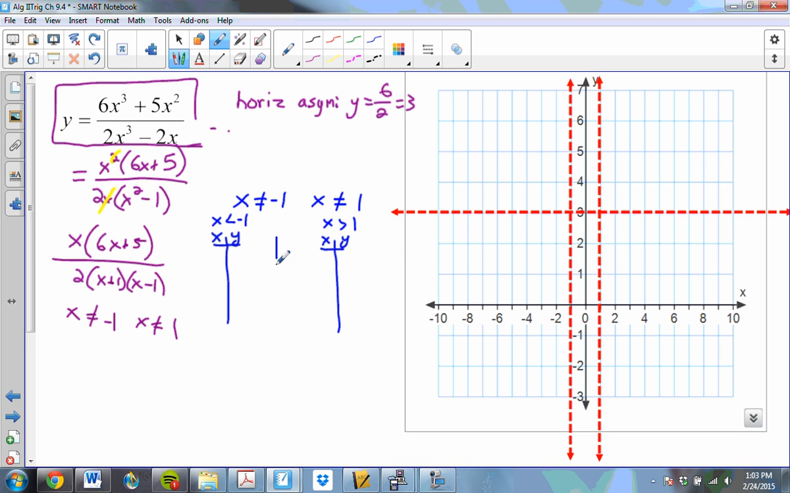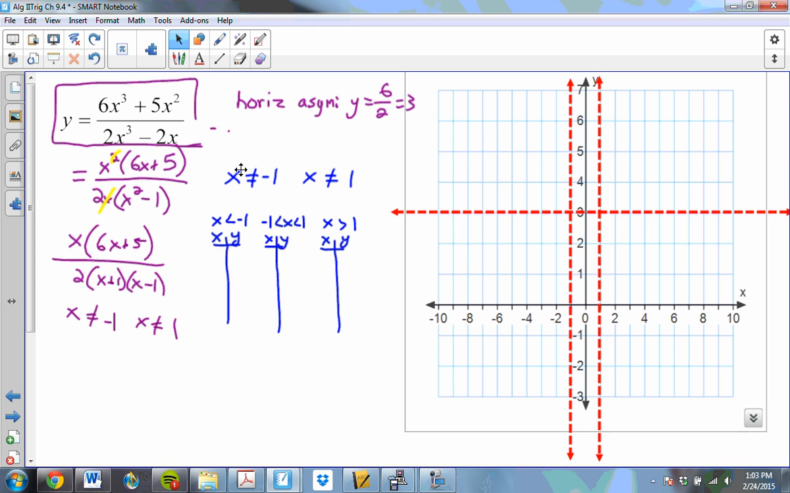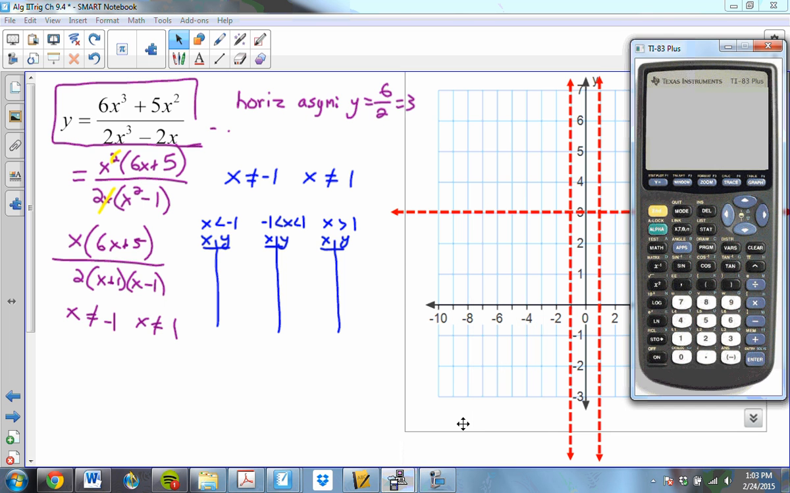And since negative 1 and 1 are so close to each other, at this table I'll plug in numbers that are between negative 1 and 1. I'm not smooshing them together. I'm going to plug in numbers between negative 1 and 1 for that middle table. And this can all be done on my calculator, thank goodness.